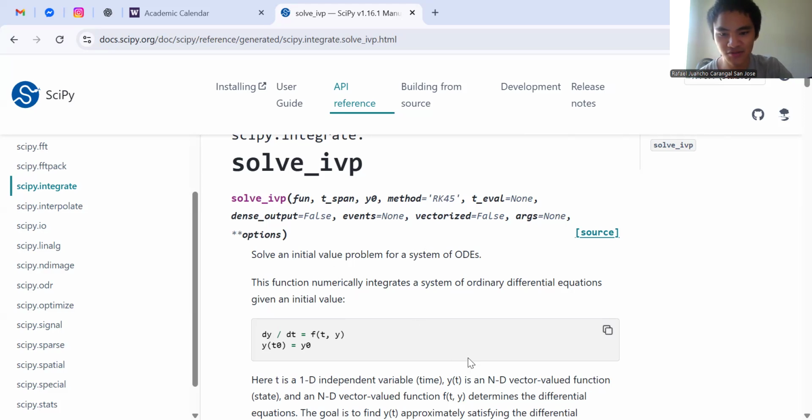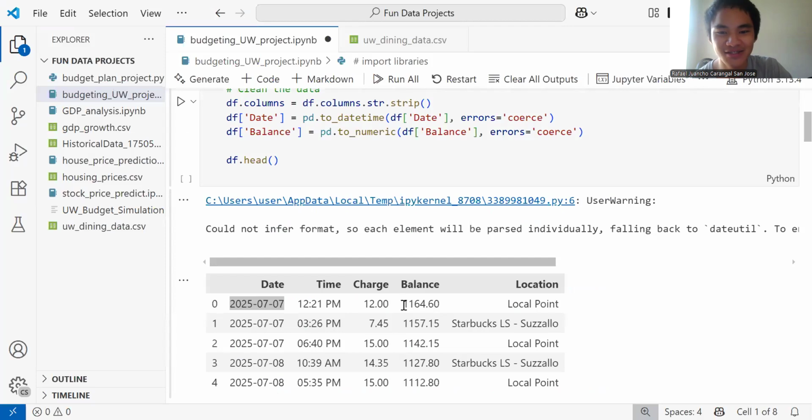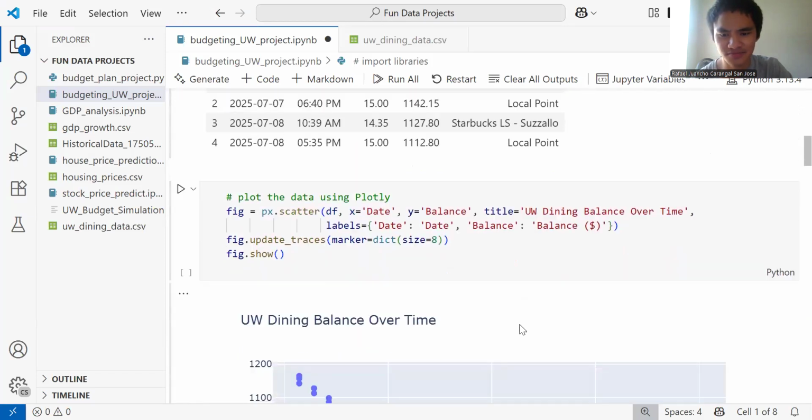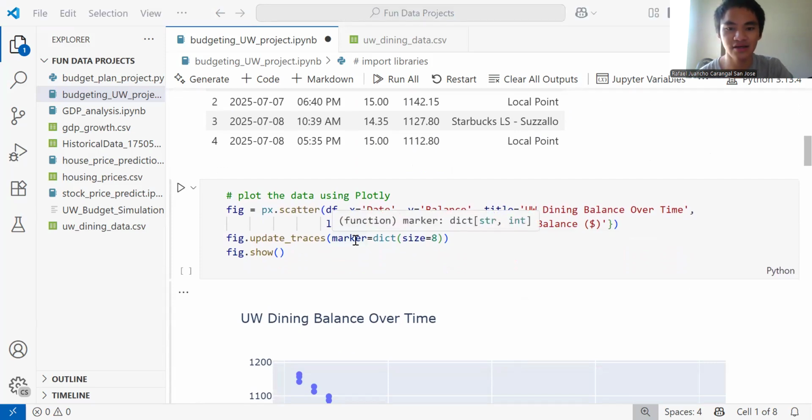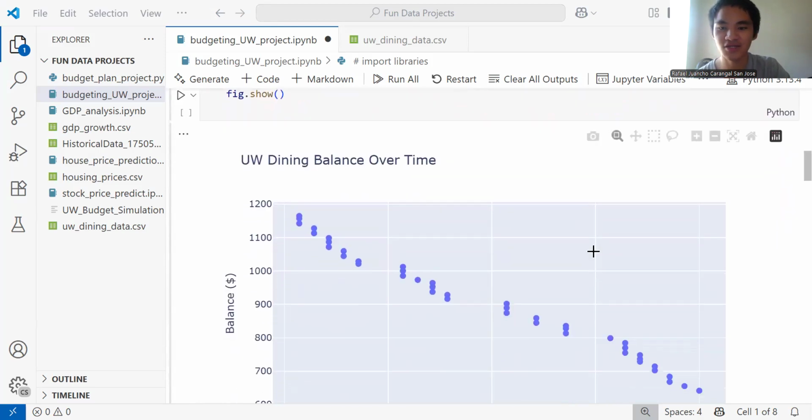Okay, I'm gonna share back to my code here. It looks nicer. Okay, so there, that's the idea. Am I showing the right screen? Yeah. And then I plotted it using another library, Plotly. And here we can actually hover and you can kind of see the balance as the date goes by.